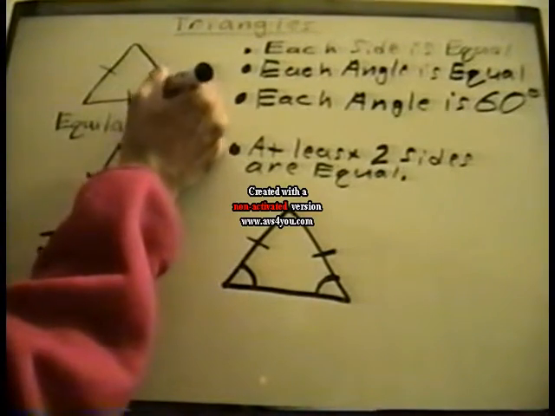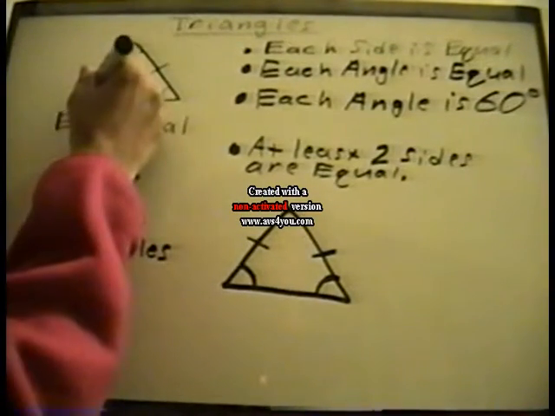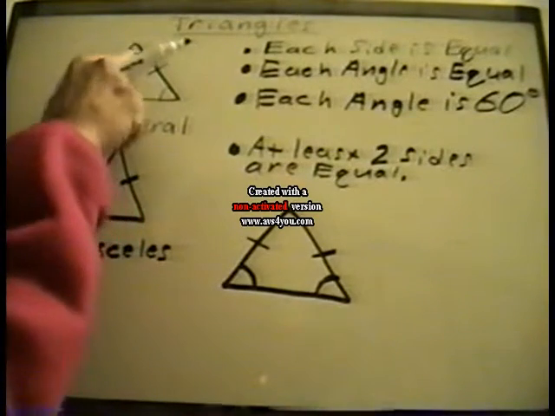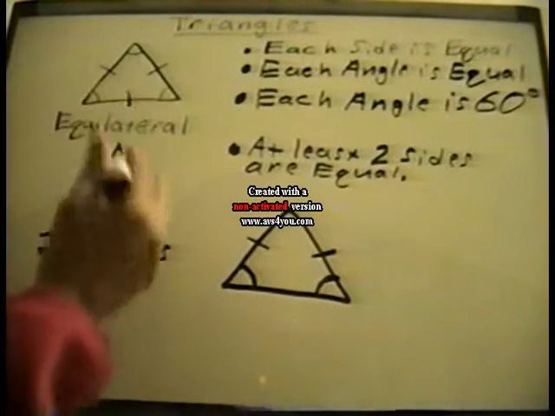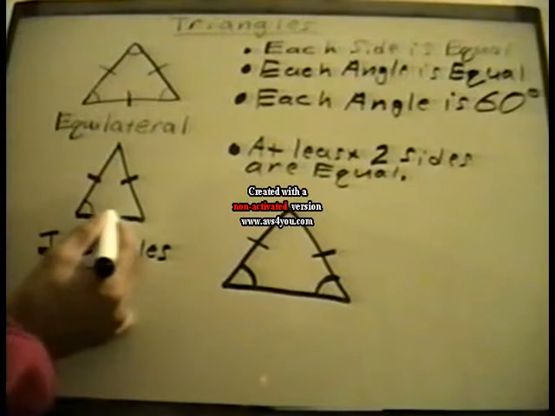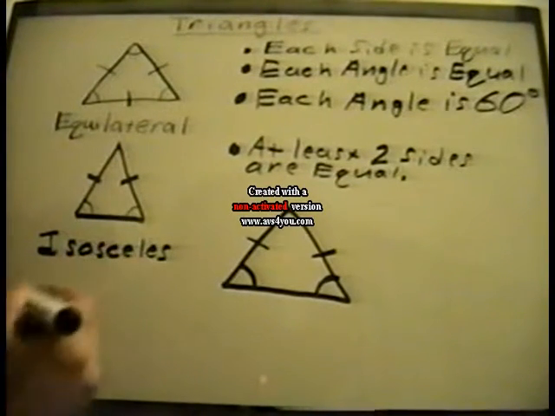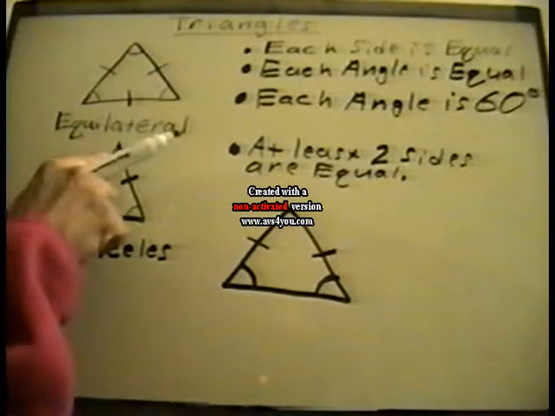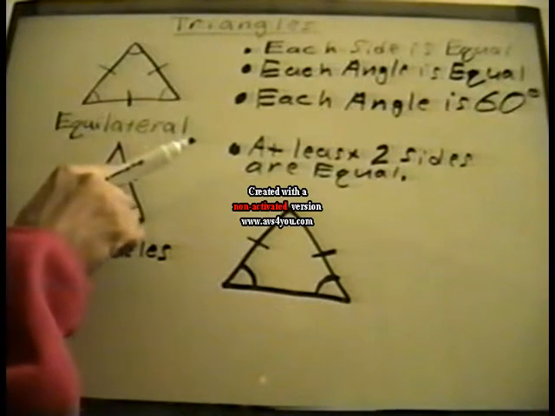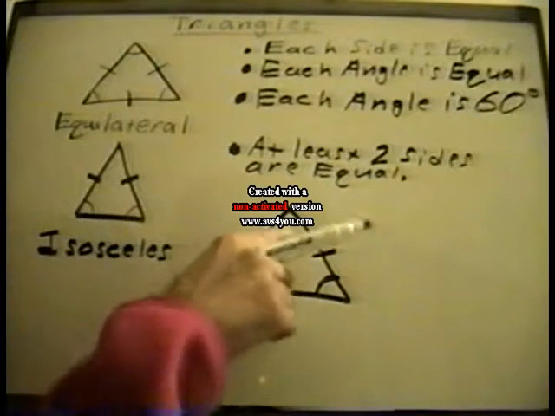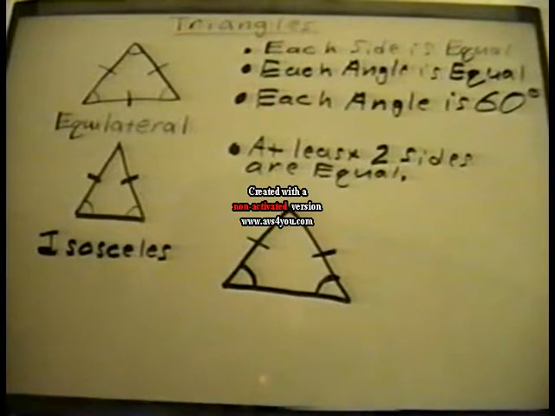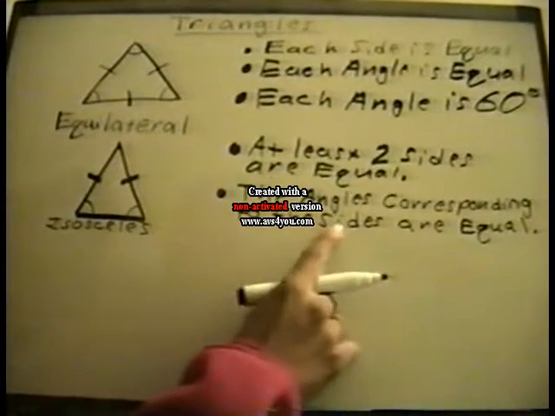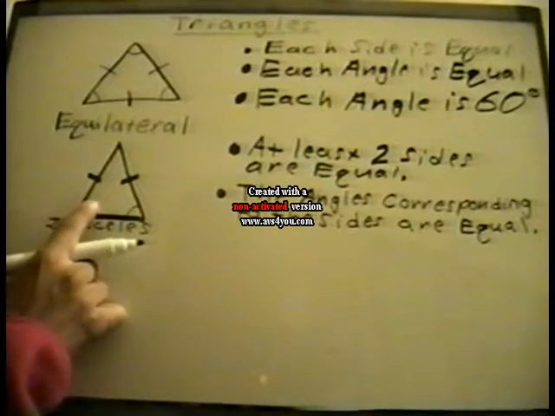So here we say all the angles. This is a way of denoting equal angles. Now then this angle remains unknown, and that's the one that you find. So the angles corresponding to the sides are equal.